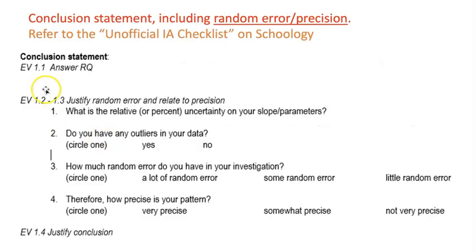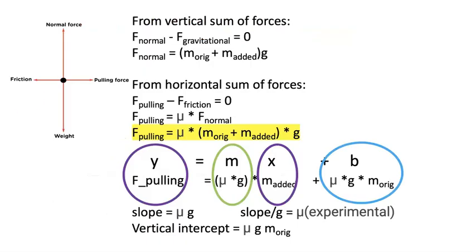And so you are going to be describing how much random error and how much systematic error you have based on your results. As you do this, I'm going to advise that you take a little time to talk together as a group and make sure that you understand, what do we expect our slope to be? What do we expect then our coefficient of friction to be?